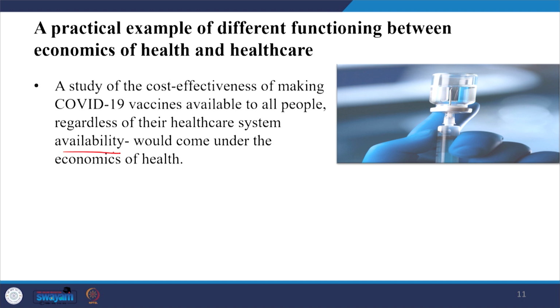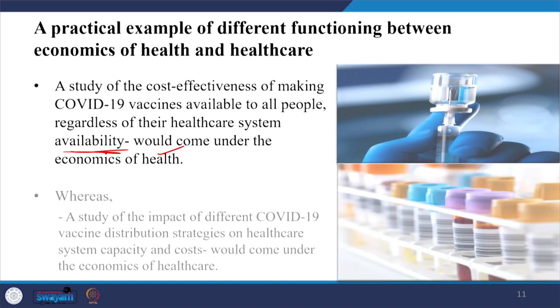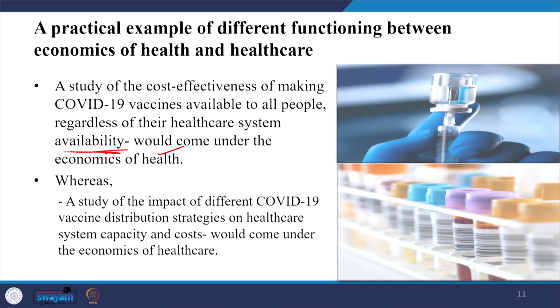is actually part of the economics of health, whereas the implications of those vaccines on the patient and their effectiveness is actually part of economics of healthcare. Impact of different COVID-19 vaccines and the distribution strategies on healthcare capacity and cost would come under healthcare. Therefore, the healthcare is more core so far as health economics is concerned. Core in the sense it is directly addressing the need of the patient, whereas the first, economics of health, is addressing the system as a whole.